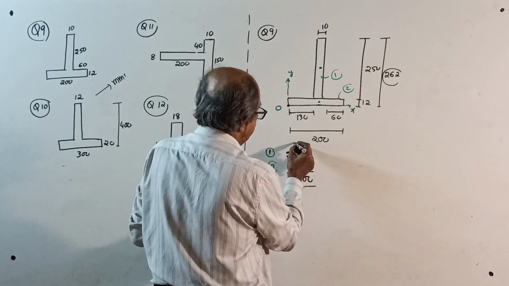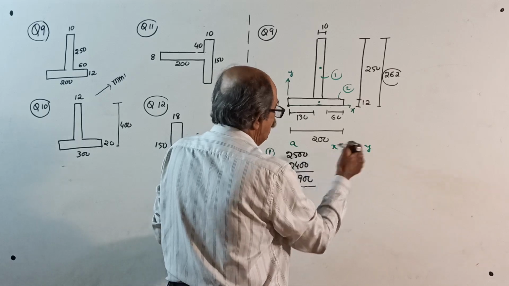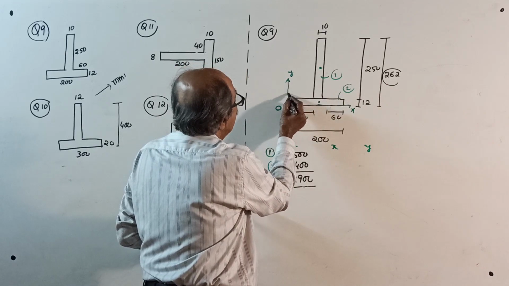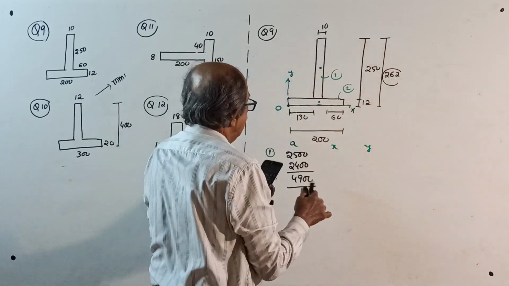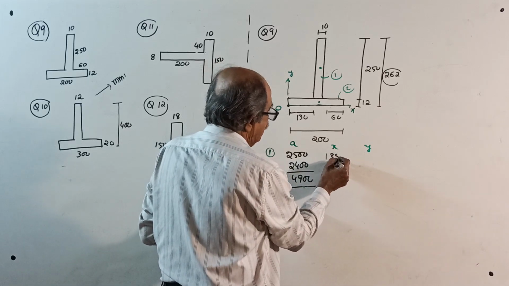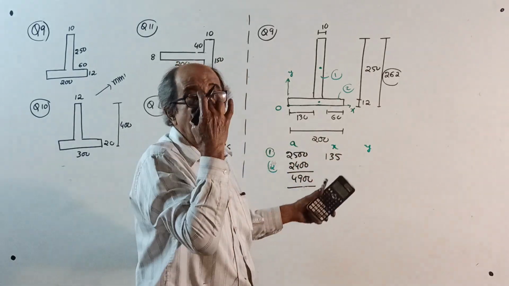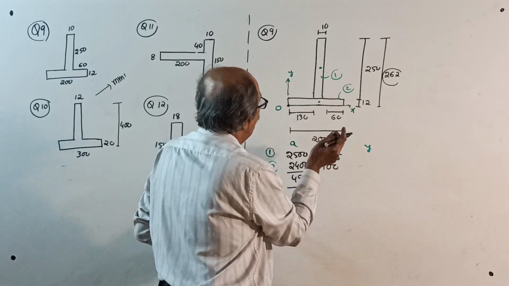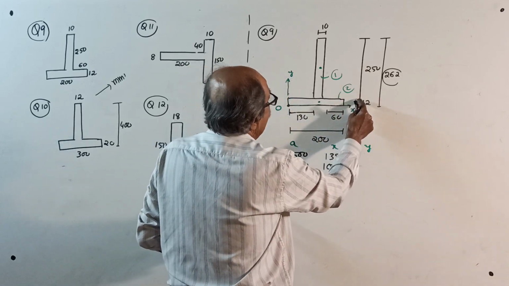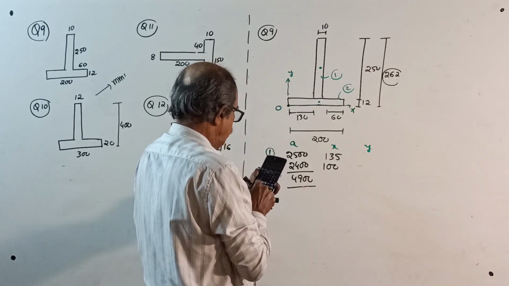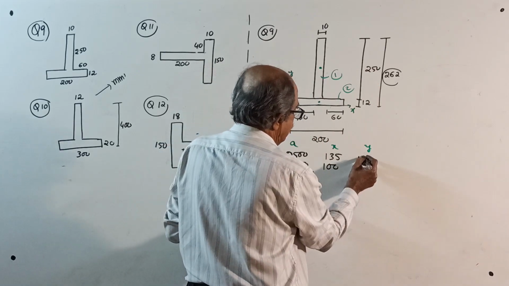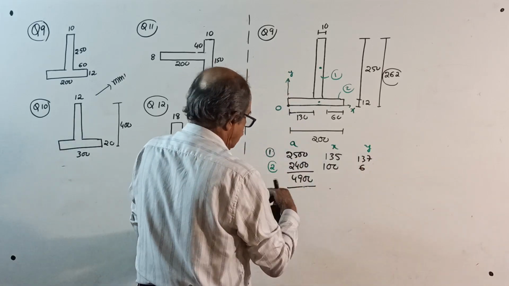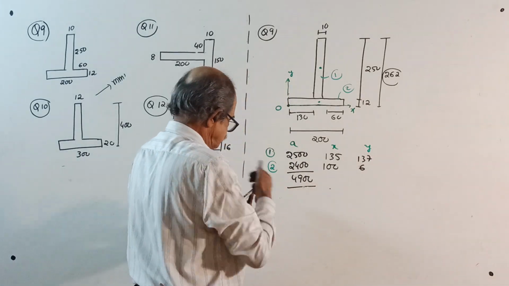X distance, this is area. X and Y, from where or where, you know it. X for figure 1, see here. 130 plus half of 10, 135. Correctly get it. You should write it. Not this way. You should show the calculation. Figure 2, 200, 100. Y, figure 1: 12 plus half of 250, 12 plus 250 by 2 is 137. Figure 2 is 6. You will get answer x bar, y bar. Okay.